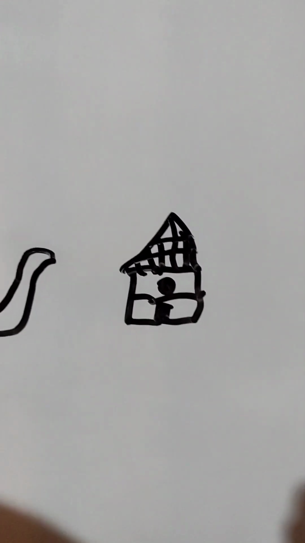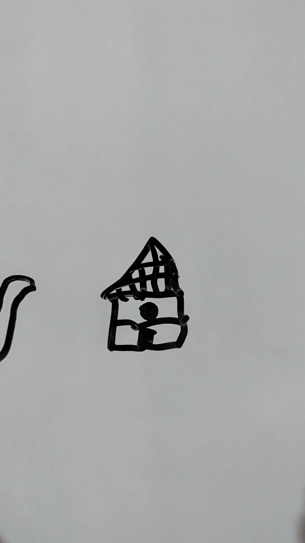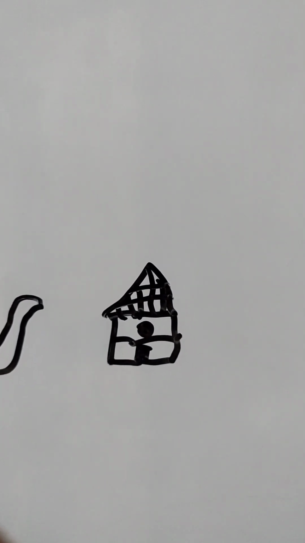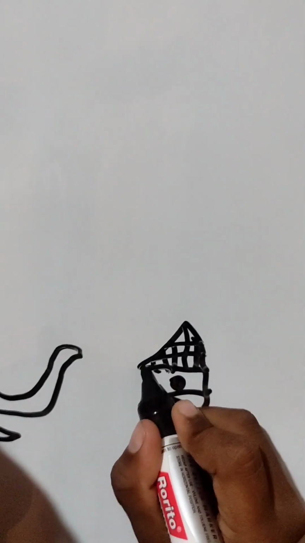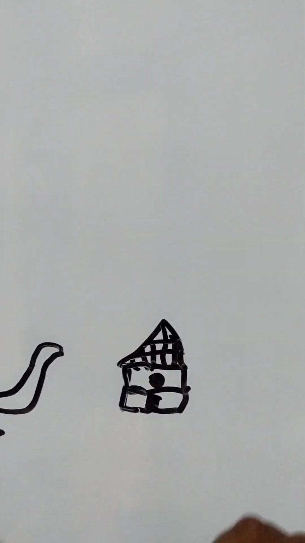So see, this is a house. We cannot even see the E. Where's the E? See, it's over here. Now, let's draw E. Then after E, F.